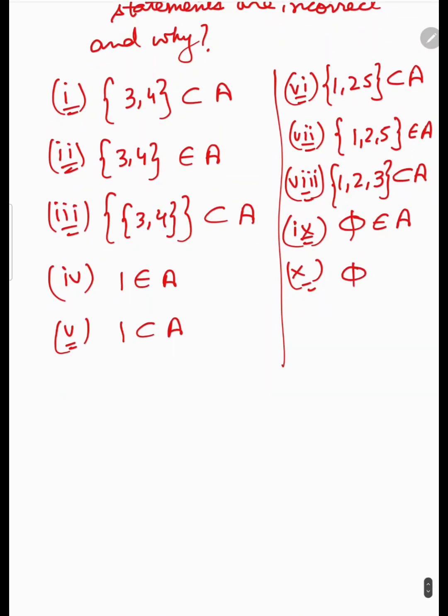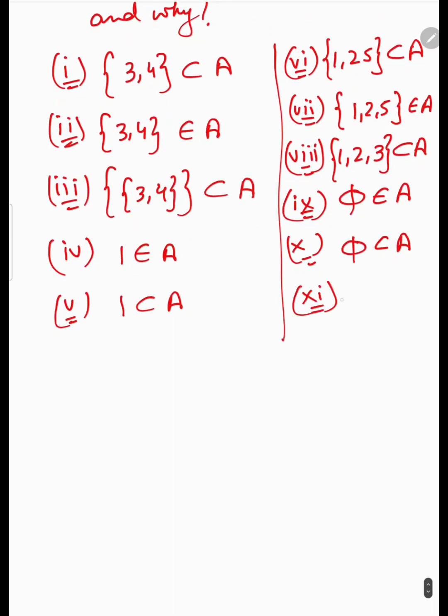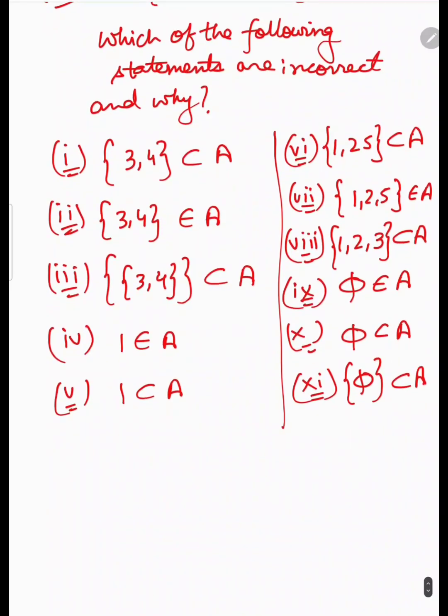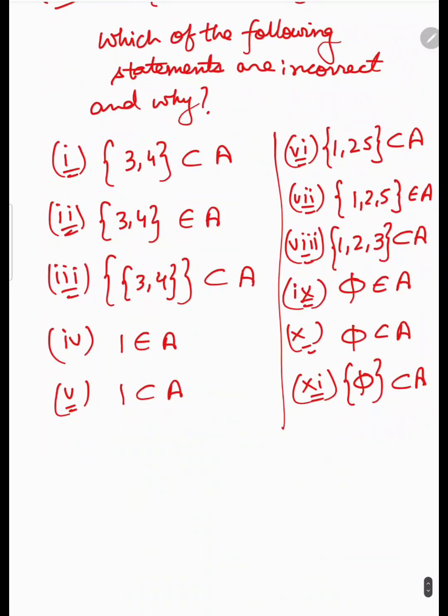Part 10, 5 is a subset of A. Part 11, {5} under curly brackets is a subset of A. Very good question for your conceptual understanding. If your concept is good, then only you can solve this type of questions, or else you will be confused. Okay, very chances are there that you will be confused.